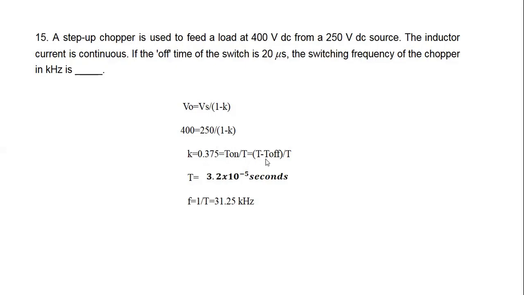So T on by T is equal to, we can write T on as T minus T off. So (T minus T off) divided by T is equal to 0.375. And it is given that T off is 20 microseconds. By substituting T off equal to 20 microseconds, we can find the value of T, that is the time period of the switch, as 3.2 into 10 power minus 5 seconds.